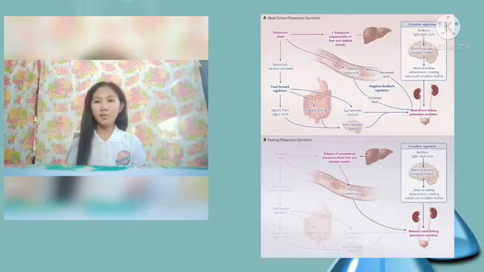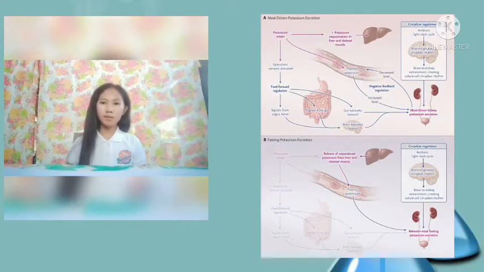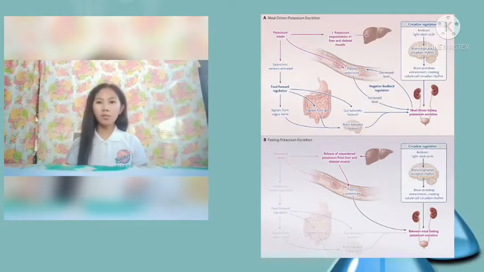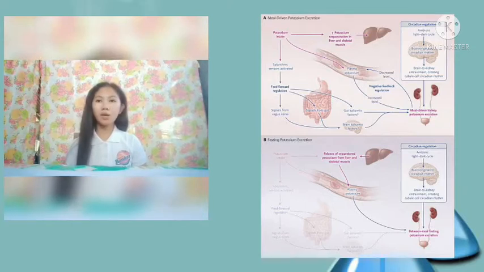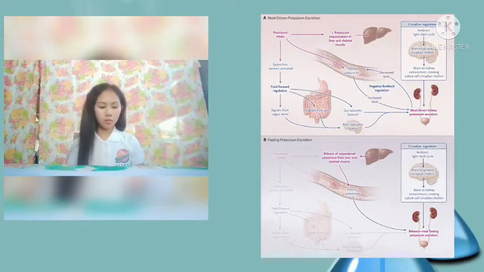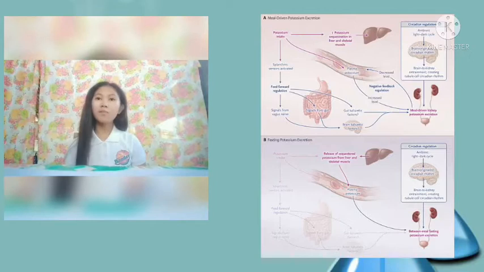Then next, the regulation of potassium. Potassium homeostasis is maintained predominantly through the regulation of renal excretion. The adrenal gland and pancreas also play significant roles. The most important site of regulation is the renal collecting duct, where aldosterone receptors are found.